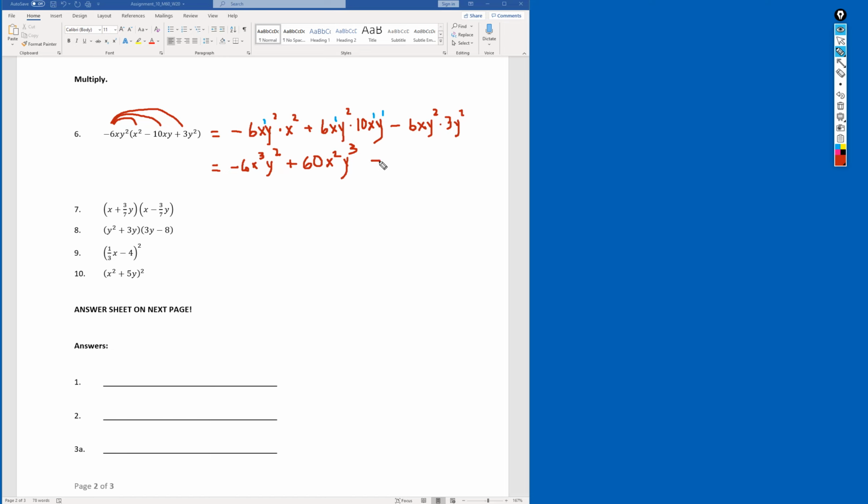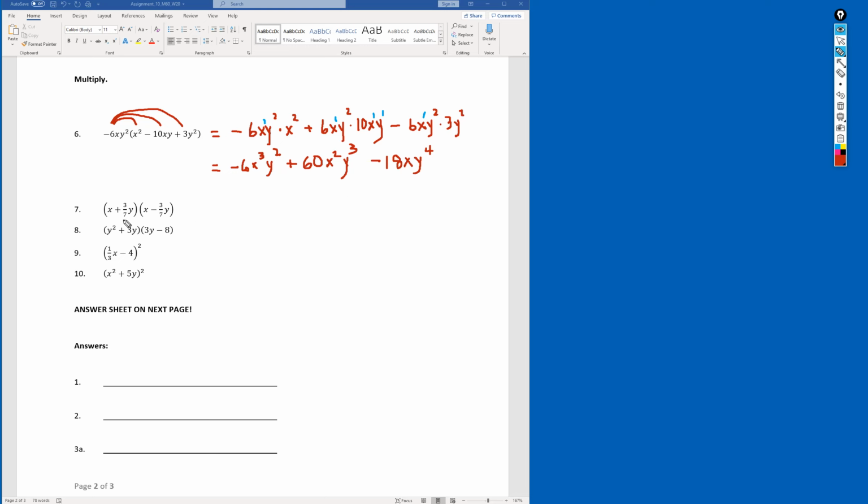And then minus, 6 times 3 is 18. And we've just got one plain old x. So it's just going to be minus 18x. And then y squared times y squared is y to the 4th. And that would be your final answer. None of those are like terms. You cannot combine any of those.